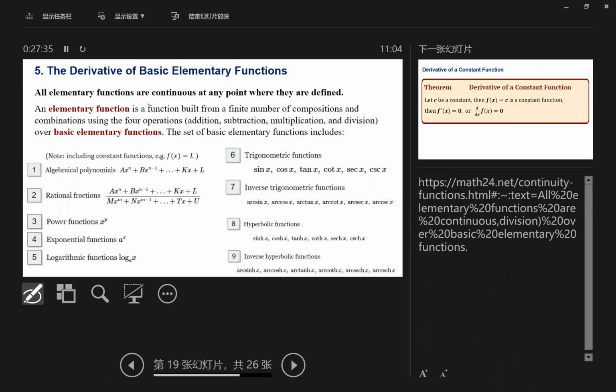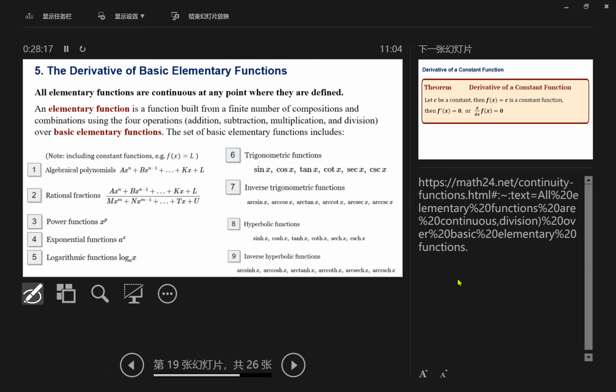All right, then last, let's have a look at the derivative of basic elementary functions. First of all, let's give it a quick recap of the definition of elementary functions. First, all elementary functions are continuous at any point where they are defined. So we can use this property to find the limit of the elementary function, right? So next, let's have a look at the definition of elementary functions.